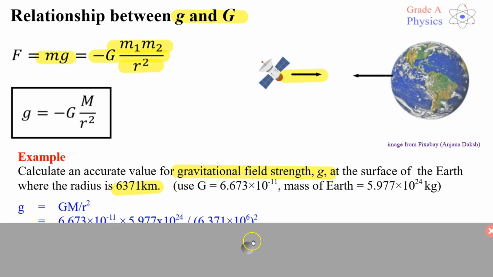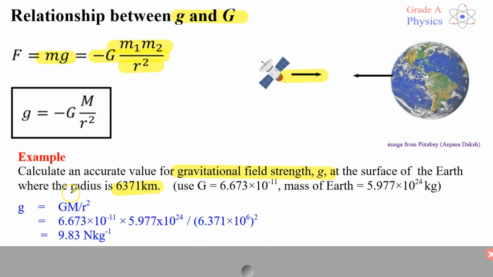So we can put the numbers into the formula. So we've got big G, we've got the mass, big M, divided by the radius in this case. So in this case, the distance between the center of the masses will be the radius. But we need to be careful with that, because if there's a height, we would need to add that on. But in this case, this is at the surface of the Earth, so it's actually the radius.